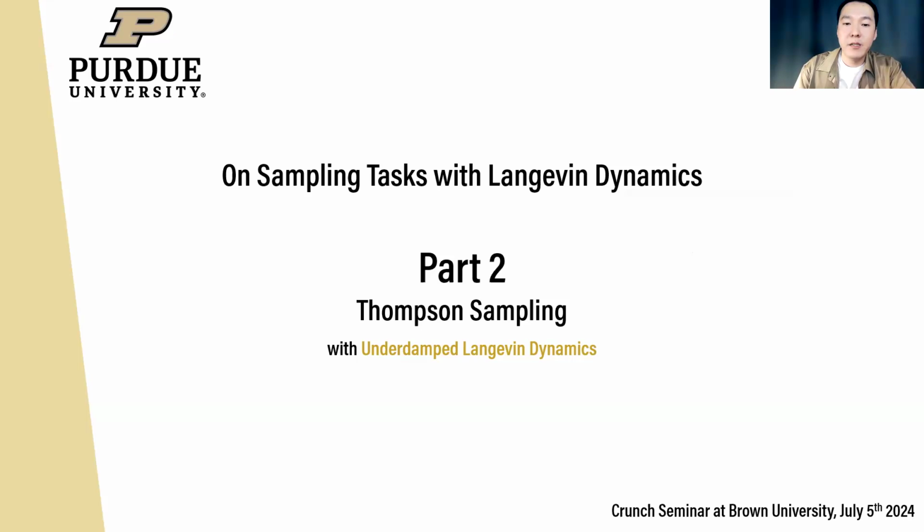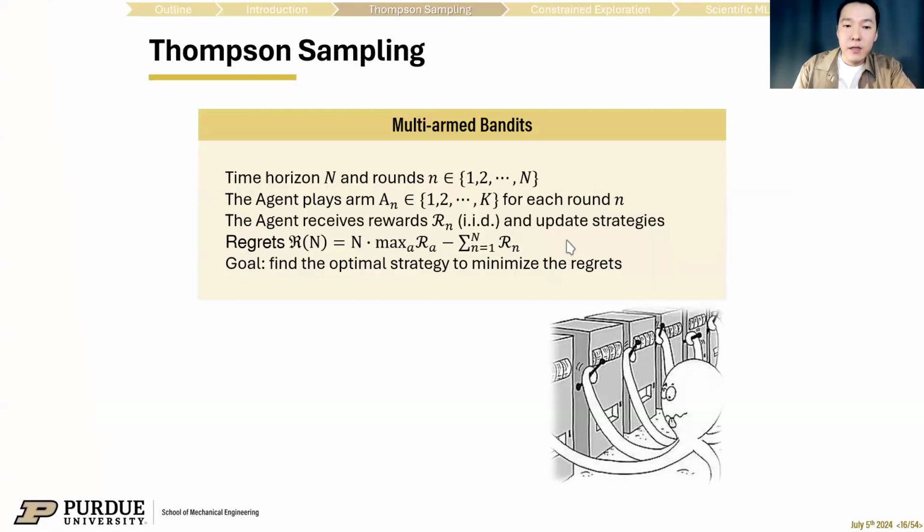Let's see how we use Langevin Dynamics in our application. So we will first introduce Thompson sampling. As we mentioned before, Thompson sampling is a Bayesian version of reinforcement learning. So I would like to start with the introduction of a simple reinforcement learning algorithm called multi-arm bandits.